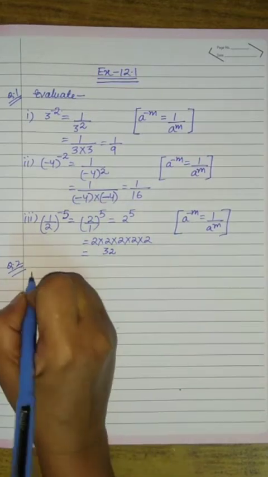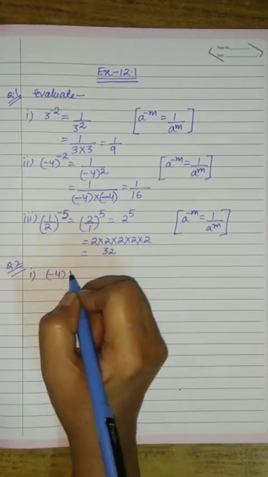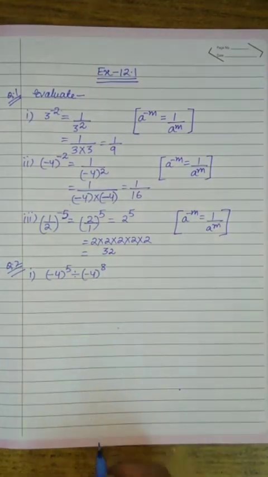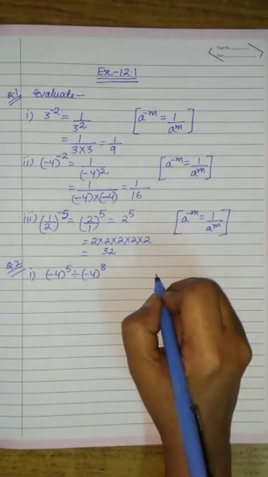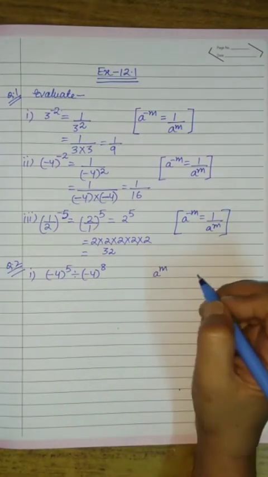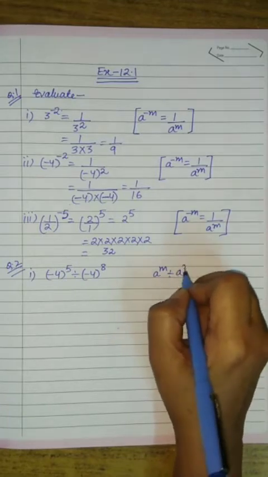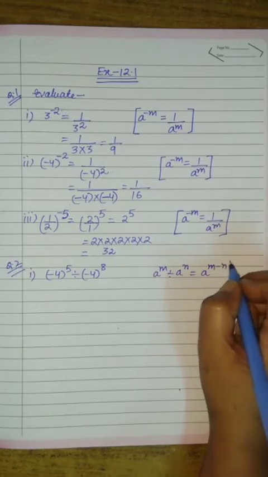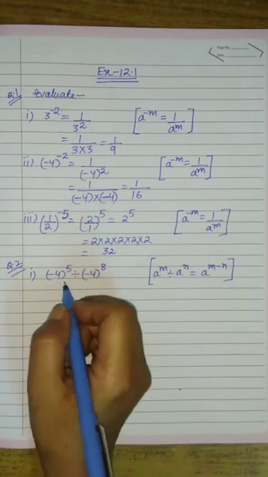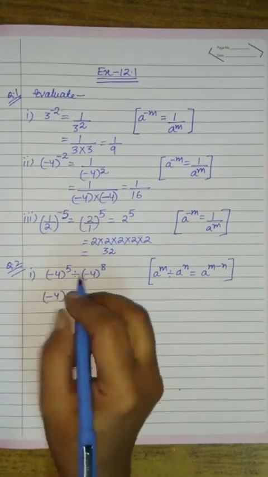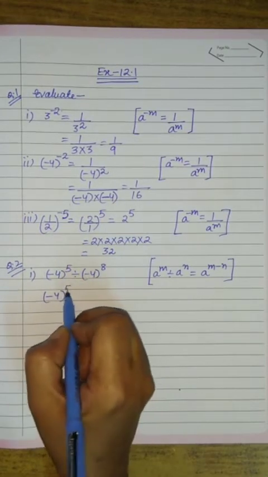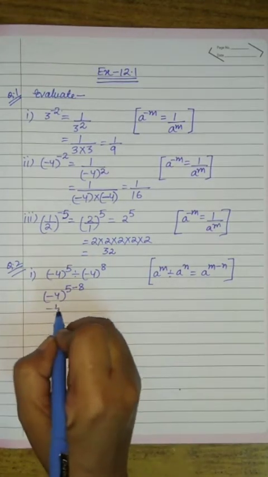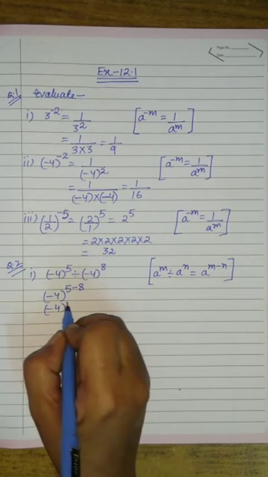So part 1 of this question is minus 4 raised to power 5 divided by minus 4 raised to power 8. Now here we are using law of exponent, that is a raised to power m divided by a raised to power n is equal to a raised to power m minus n. So here minus 4, here power is 5 and 8, so we will write 5 minus 8. Now it will become minus 4, 5 minus 8 is minus 3.